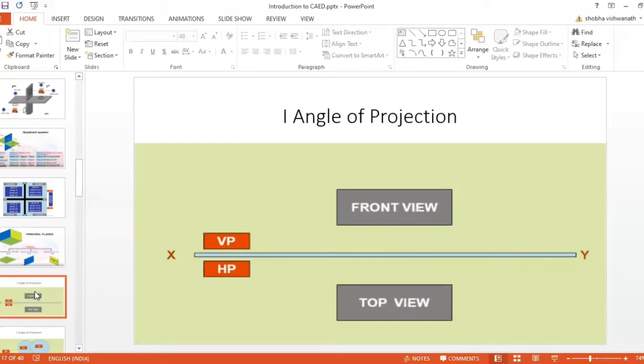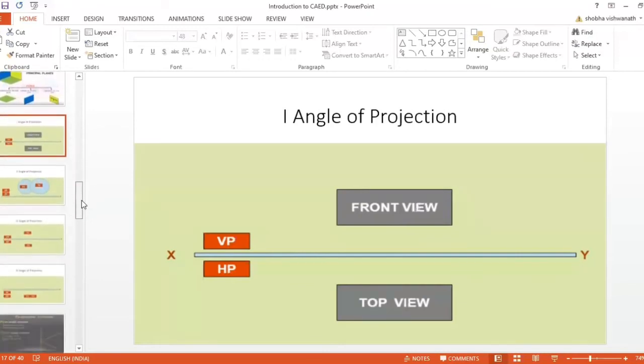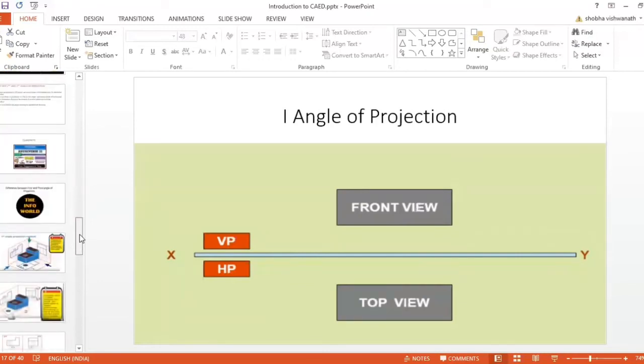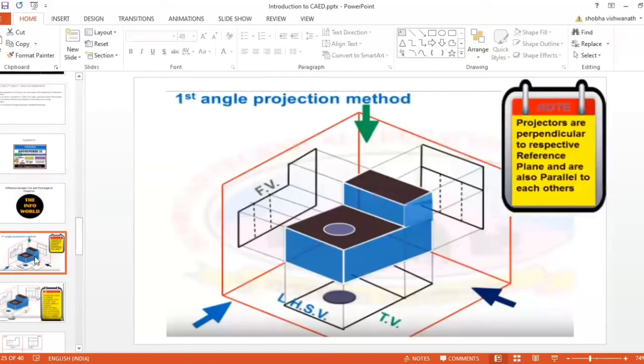Now I'll show you one example in the first quadrant, in the first angle projection system. This will be one of the objects. We take some mechanical component that you have to manufacture. For that, you require an engineering drawing. How do we represent an engineering drawing?